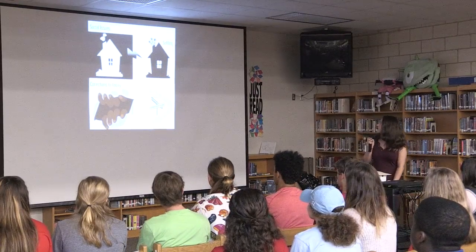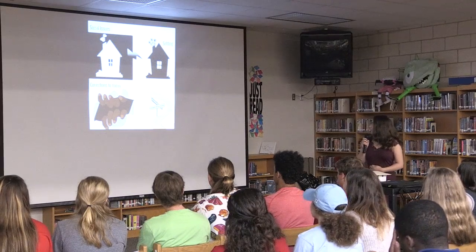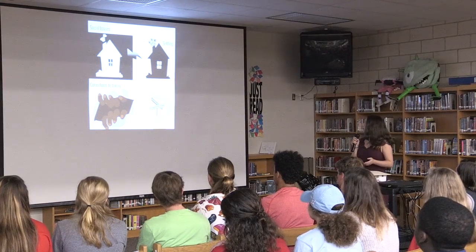For social issues, I chose two houses, black and white, and a lightning bolt going between them to show how there was a lot of racism and there was clashing of both races.